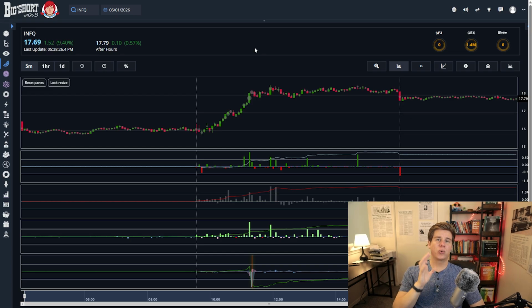Usually this is great for a scalp. Sometimes it does lead to those bigger continuation moves, but not every single time. So it really depends on price action and other factors as well.